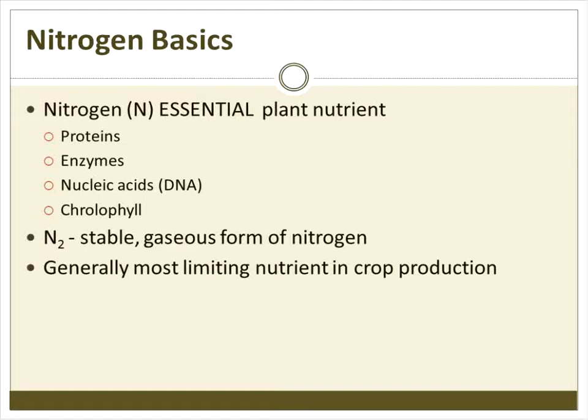So it's incredibly important. The air that we breathe contains a lot of dinitrogen gas, N2, which is a very stable form of nitrogen. The problem is it's so stable that it mostly cannot be used by plants to grow. We'll talk about one exception to this. And again, nitrogen tends to be the most limiting nutrient in crop production, because crops need nitrogen in such large amounts.